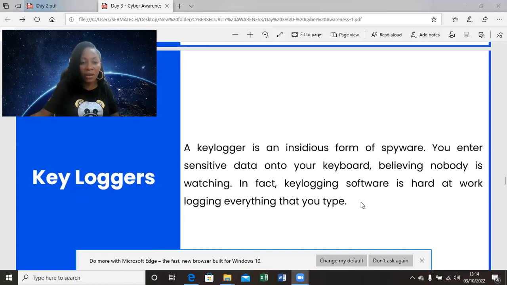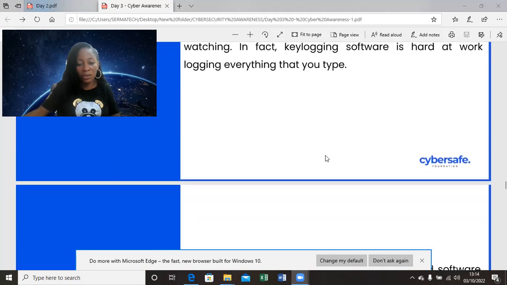And then we have the keyloggers. I mentioned the keylogger before. It's an insidious form of spyware. You enter sensitive data on your keyboard, believing nobody's watching. In fact, key logging software is hard at work, logging everything that you type. Let's say you're typing your password, the password is appearing on the screen, but somewhere else someone can easily access your password and use it to gain access into your account. So this is what the keylogger type of malware does.